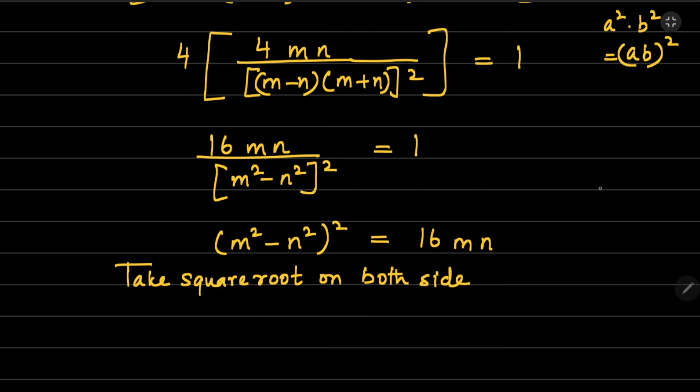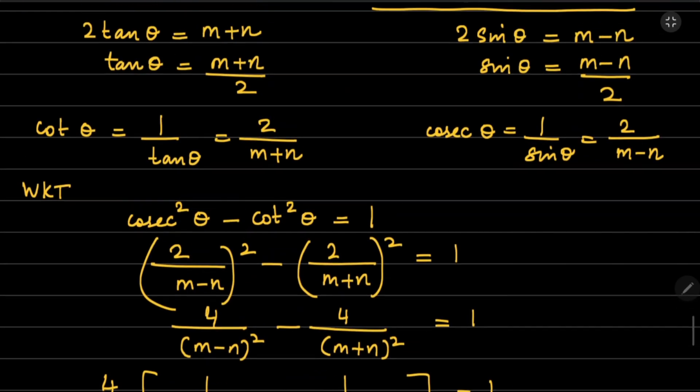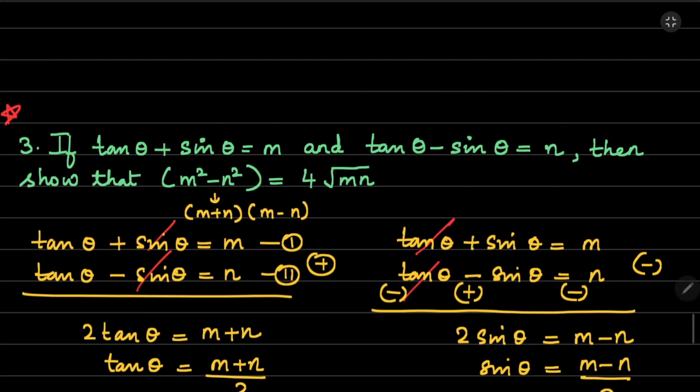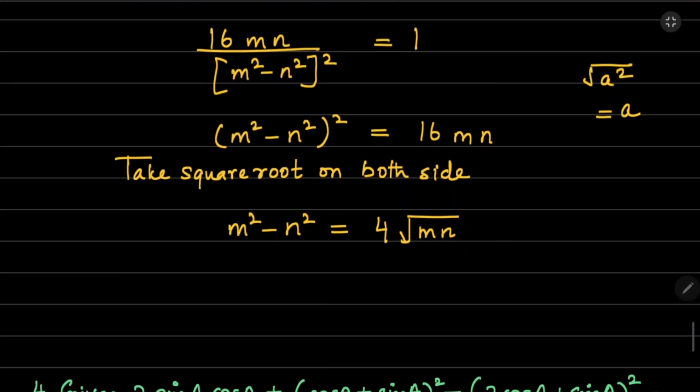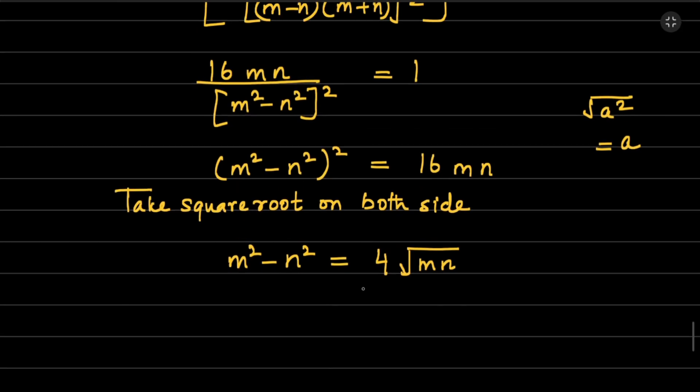So whenever you have square root of a square, it is nothing but just a. So this is nothing but m square minus n square is equal to root of 16, which is just 4, and then you have square root of mn, and this is what you have to prove. M square minus n square is equal to 4 root mn, hence proved.